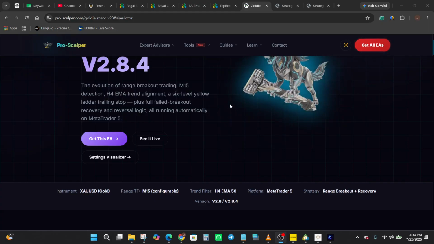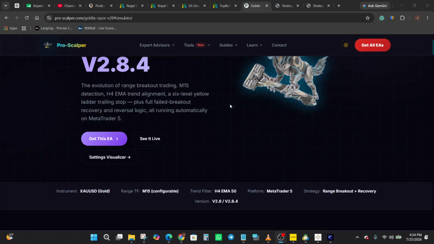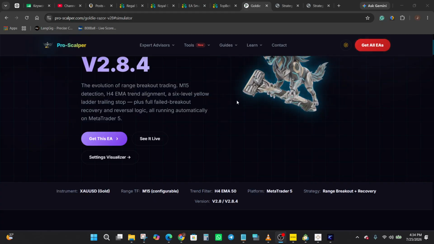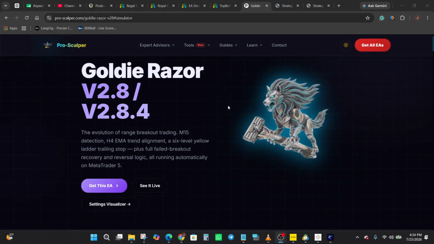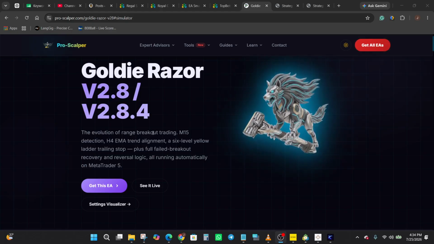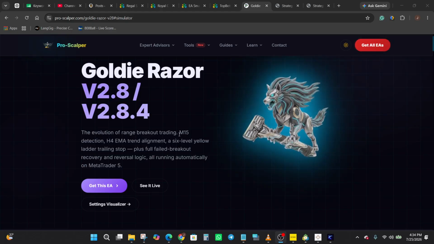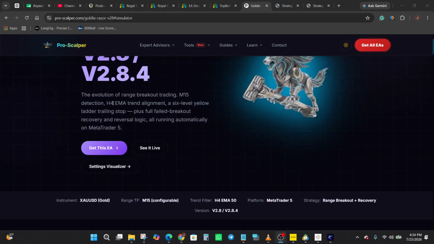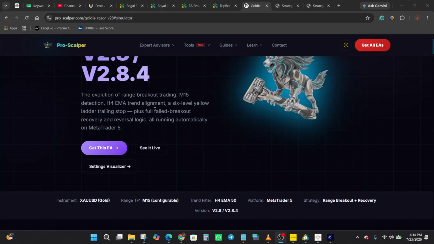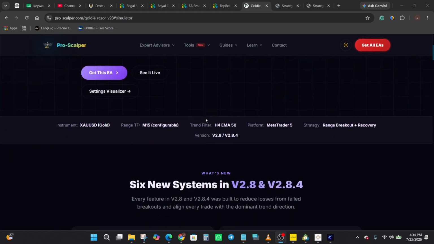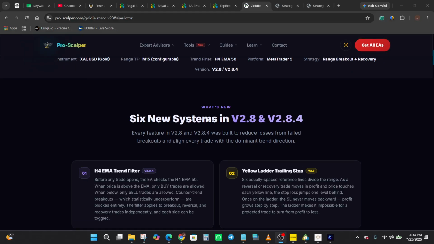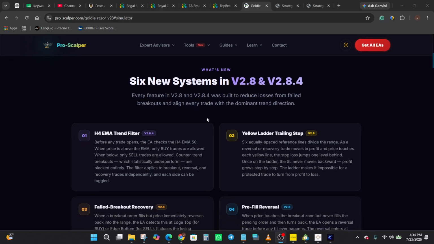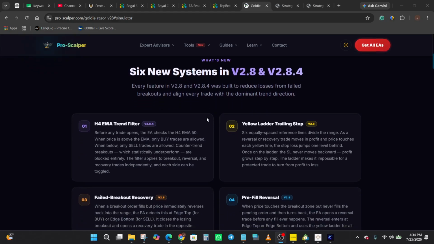So let us just walk through the website and break down how this system is structured top to bottom. Looking at the top overview, the system identifies its core mechanics, detecting range setups on the M15 time frame and utilizing an H4 EMA 50 to govern trade direction. Scrolling down to the feature breakdown, the site highlights 6 key systems built into version 2.8 and 2.8.4.